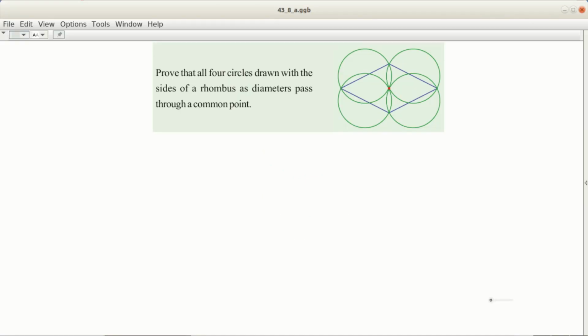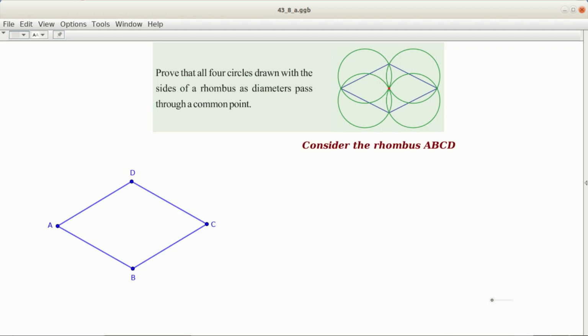Prove that all four circles drawn with the sides of a rhombus as diameters pass through a common point. Let's first draw a rhombus. Rhombus ABCD.